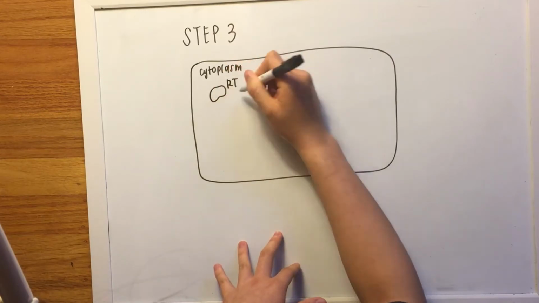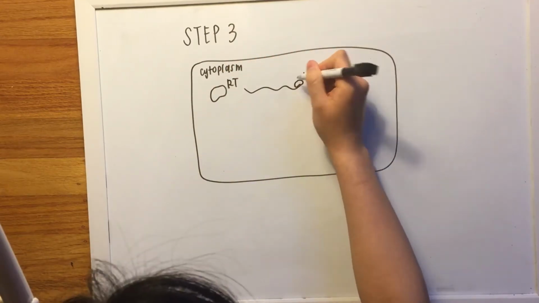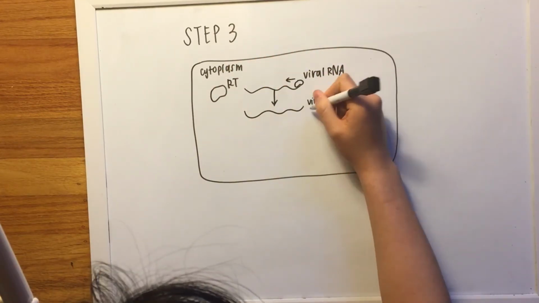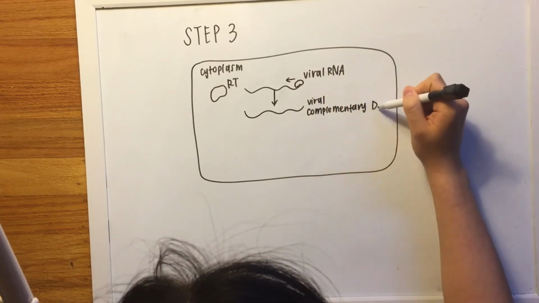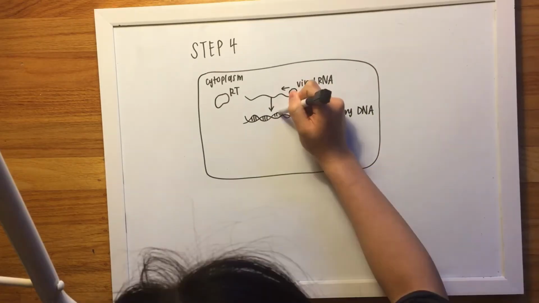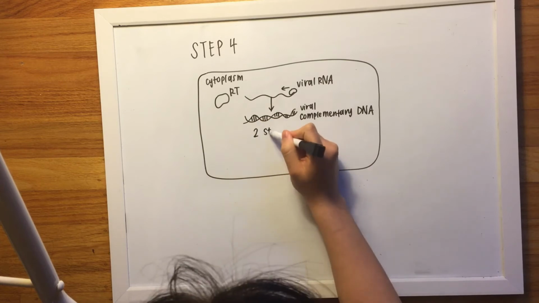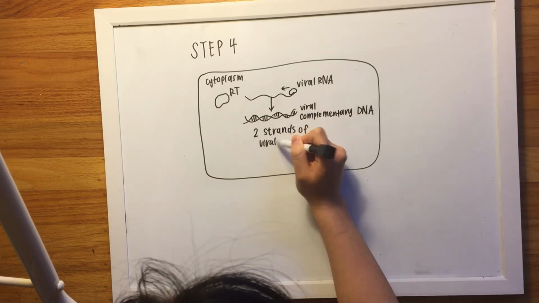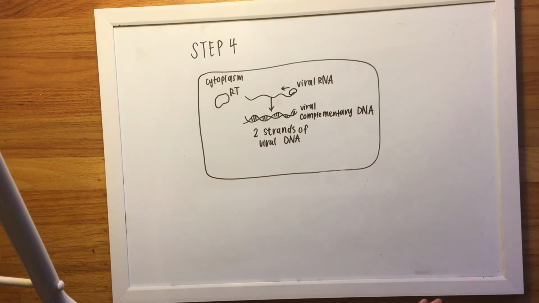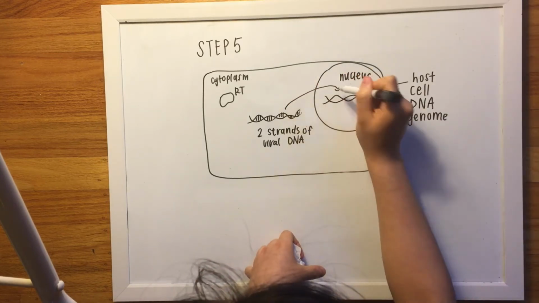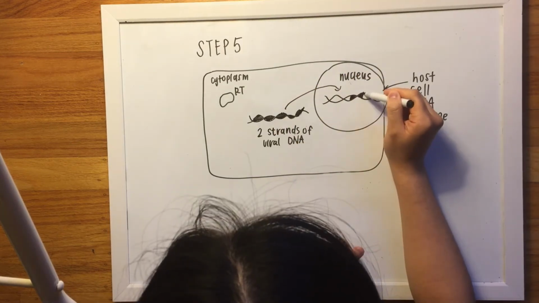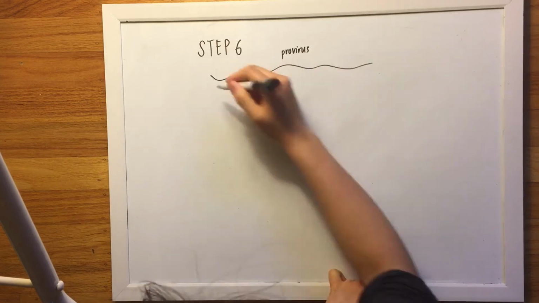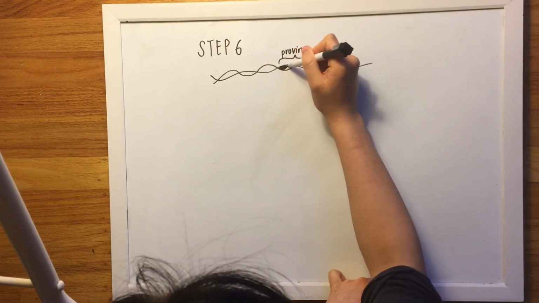In the cytoplasm, RT catalyzes the synthesis of complementary DNA using RNA as the template, a process called reverse transcription. RT then catalyzes the synthesis of a second DNA strand, complementary to the first. The double-stranded DNA, called a provirus, is incorporated into the host cell's DNA. Proviral genes are transcribed into mRNA by the host in normal DNA replication.